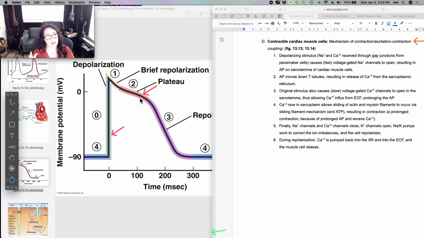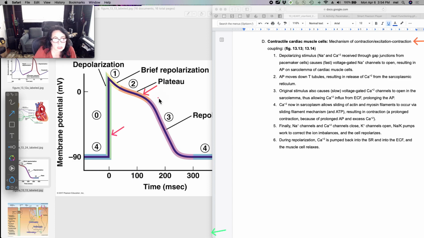And the slow voltage gated calcium channel will make sure that this cardiac contractile cell has a long, strong action potential. No wimpy little action potentials, long, strong action potential followed by a long, strong contraction. So the original stimulus also causes the opening of slow voltage gated calcium channels, thus allowing calcium from the extracellular fluid in addition to the calcium that came in from the gap junctions, and this prolongs the action potential. Okay, now all that calcium can, for instance, bind to troponin and tropomyosin in addition to the stuff that's actually leaving from the sarcoplasmic reticulum.